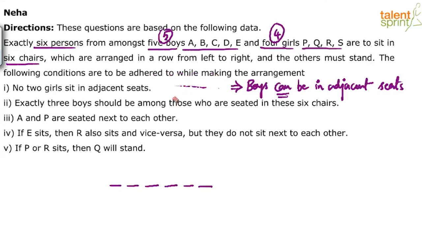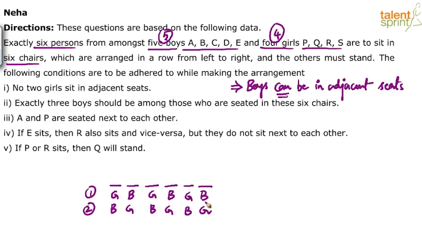So let us look at what are the possible ways, right? Some of the possible ways of doing it. Clearly the point that I'm trying to make is no 2 girls sit in adjacent seats implies boys can be in adjacent seats. So what are the possibilities? First case, let's say we start with a girl: girl, boy, girl, boy, girl, boy. Or let's start with the boy: boy, girl, boy, girl, boy, girl.